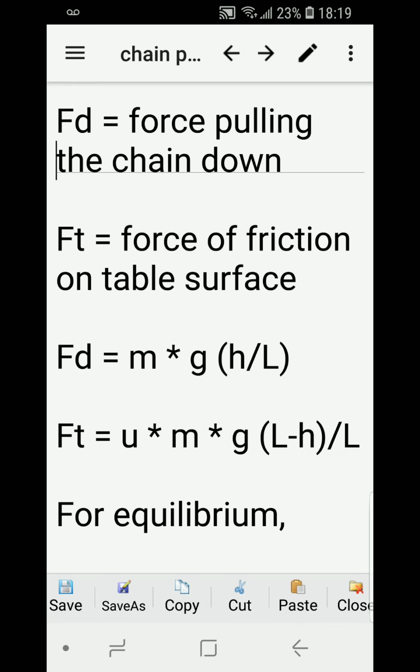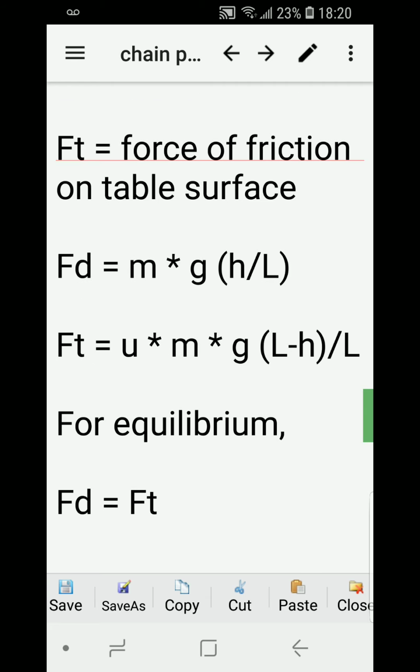So Ft is the force of friction on the table surface, and we can calculate that using the formula U, coefficient of friction, times mass times G, the force of gravity or acceleration due to gravity, times L minus H divided by L.